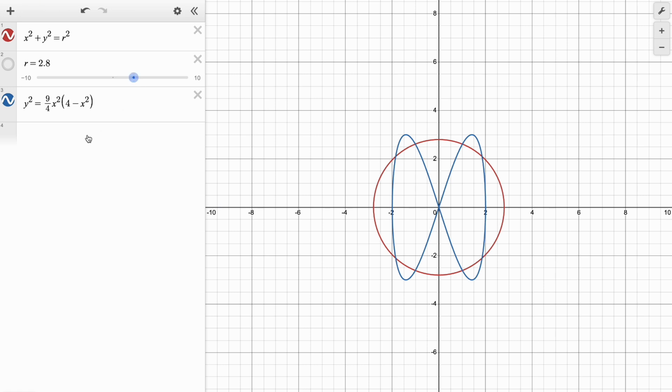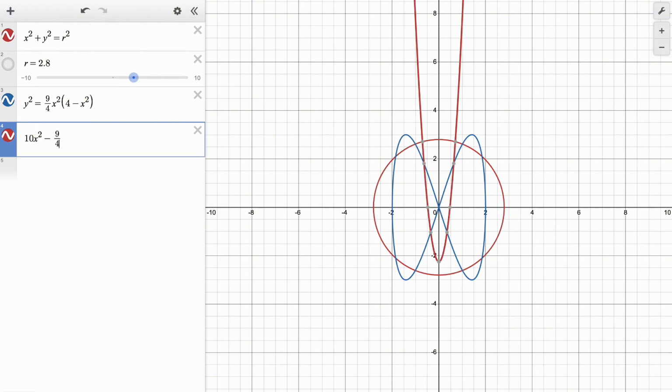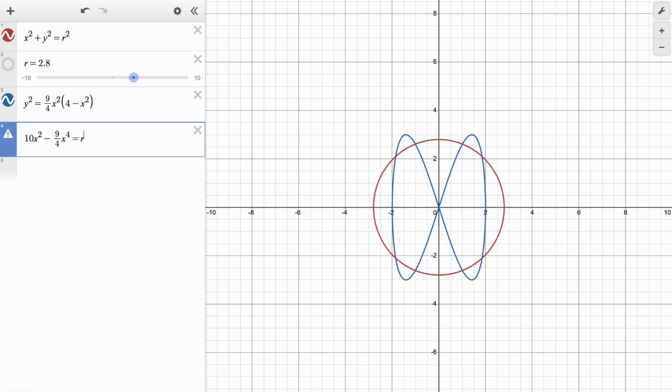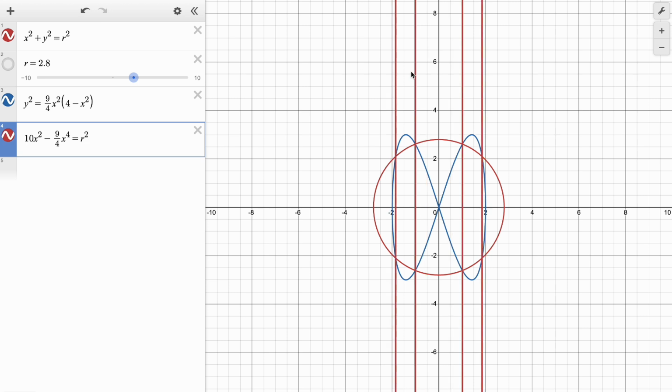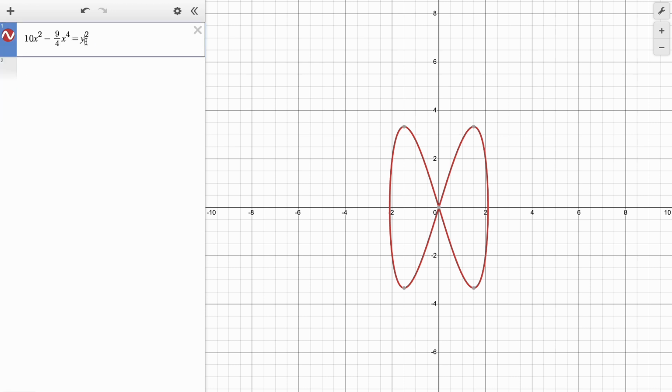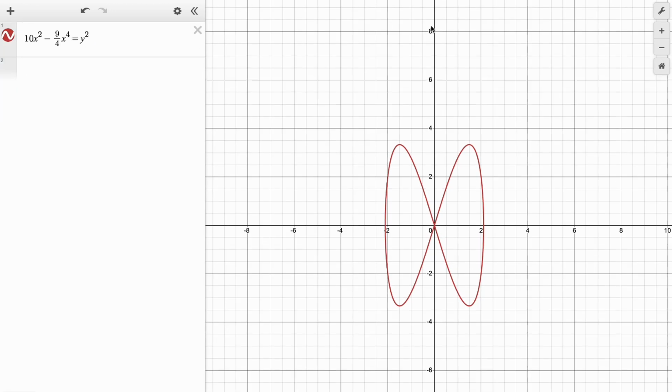And I can show this to you on a graph over here. If I put in the equation 10x squared minus 9 over 4 x to the power of 4 equals r squared, ignore those lines for now, but let's make the r equal y for now and get rid of these other graphs. And I made it y so that this axis, the y-axis, is now the r. So for example, over here, r is equal to 3.33. As you know, that's the answer.